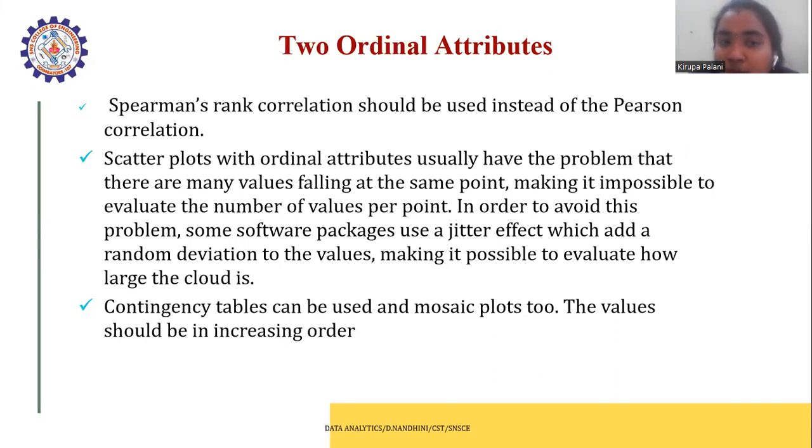In order to avoid this problem, some software packages use the jitter effect, which adds a random deviation to the values, making it possible to evaluate how large the cloud is. Contingency tables can be used, and mosaic plots too. The values should be in increasing order.